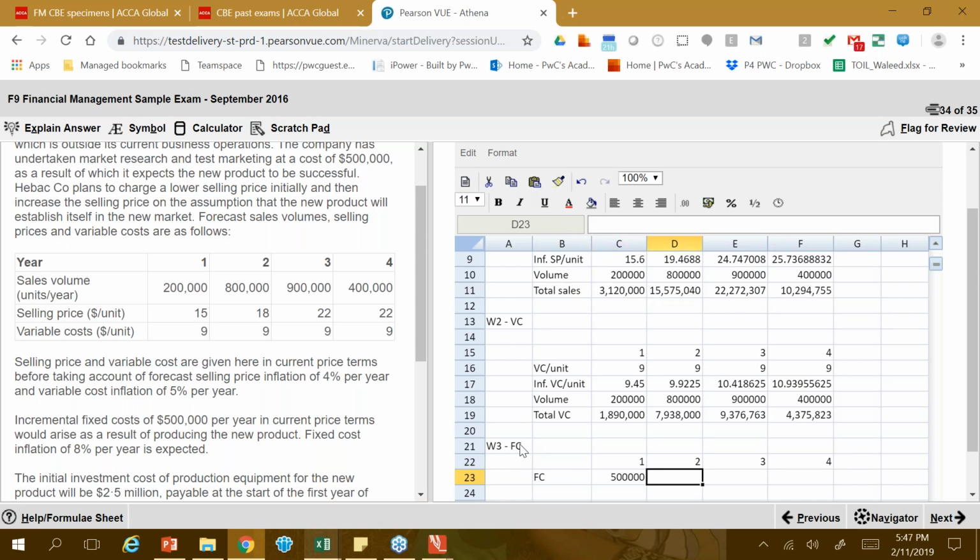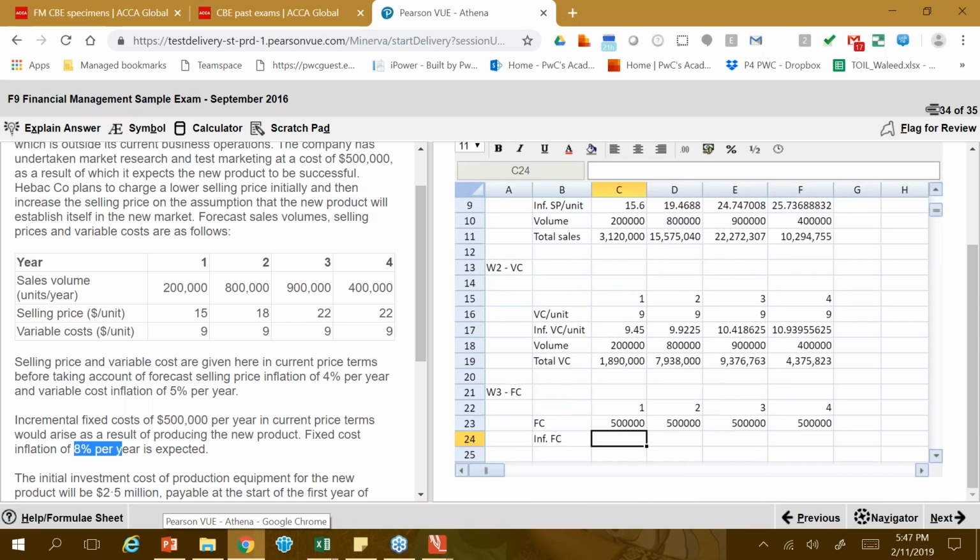So what we need here is we need inflated fixed cost. The inflation on the fixed cost is 8% per year. So let's add the 8% inflation. So we'll take the C23, and we will take the inflation, which is 1.08.